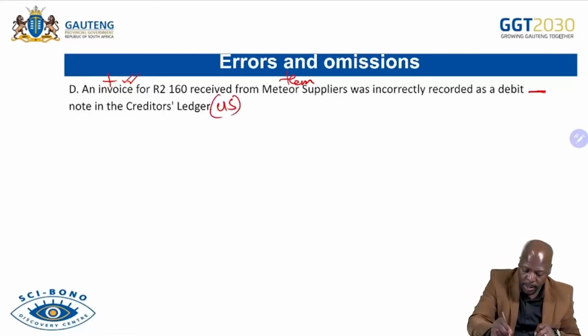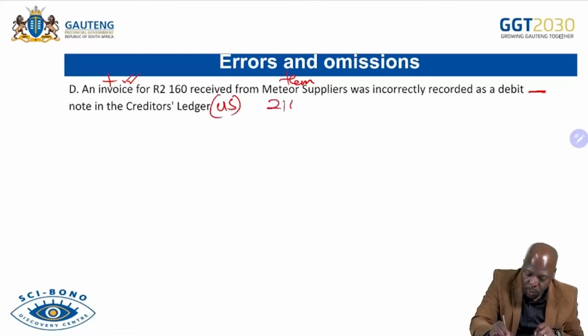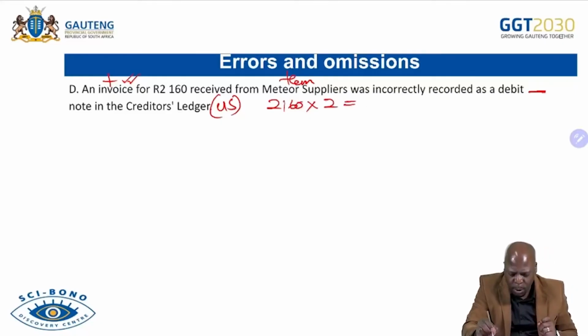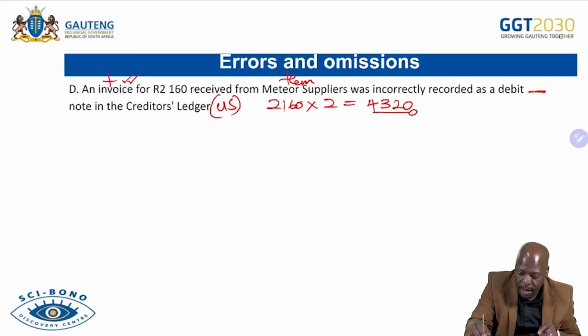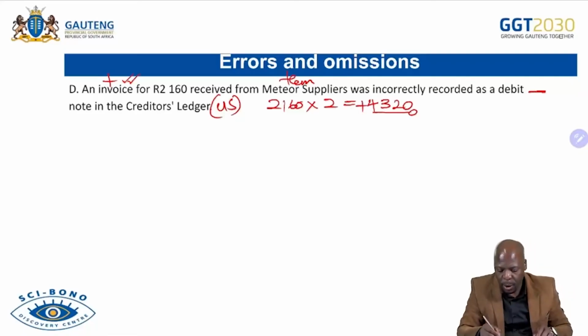How do we correct this? It has to be 2,160. We have to record it twice. So it's 2,160. You multiply that by 2. That should give you 4,320. It is an invoice. An invoice should be a plus, but we recorded it as a minus. So we're going to go and say plus 4,320.